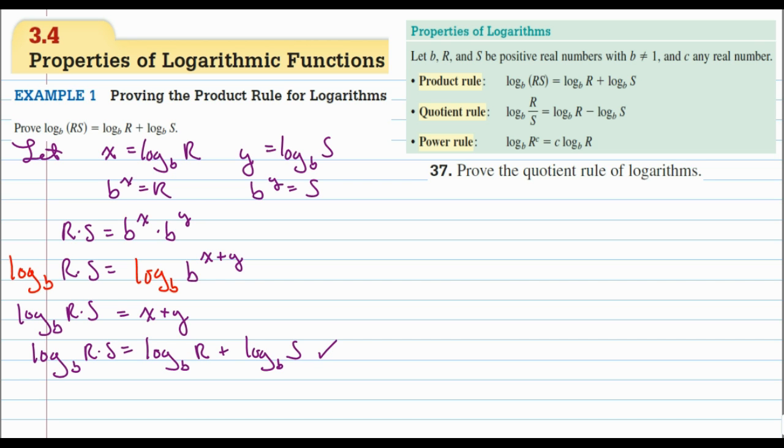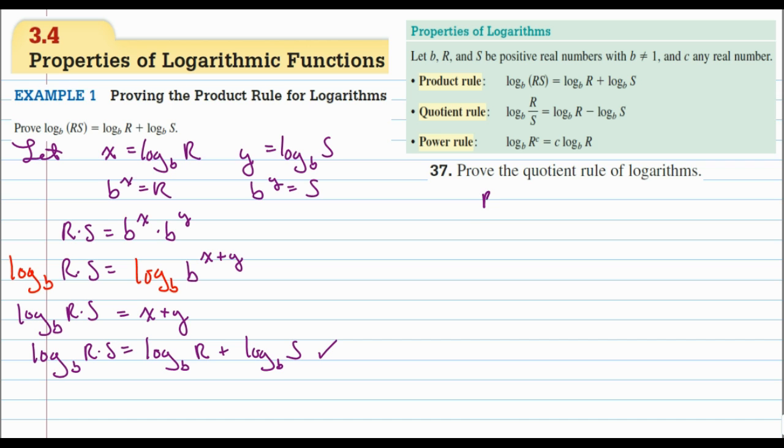The now try problem is number 37. Prove the quotient rule of logarithms. Well, the quotient rule says that the log base b of r over s equals the log base b of r minus the log base b of s. So right away I'm thinking, okay, subtraction and division, that's very similar to my exponential properties. If I have x to the fifth divided by x to the third, it's really x squared because I would subtract their exponents.